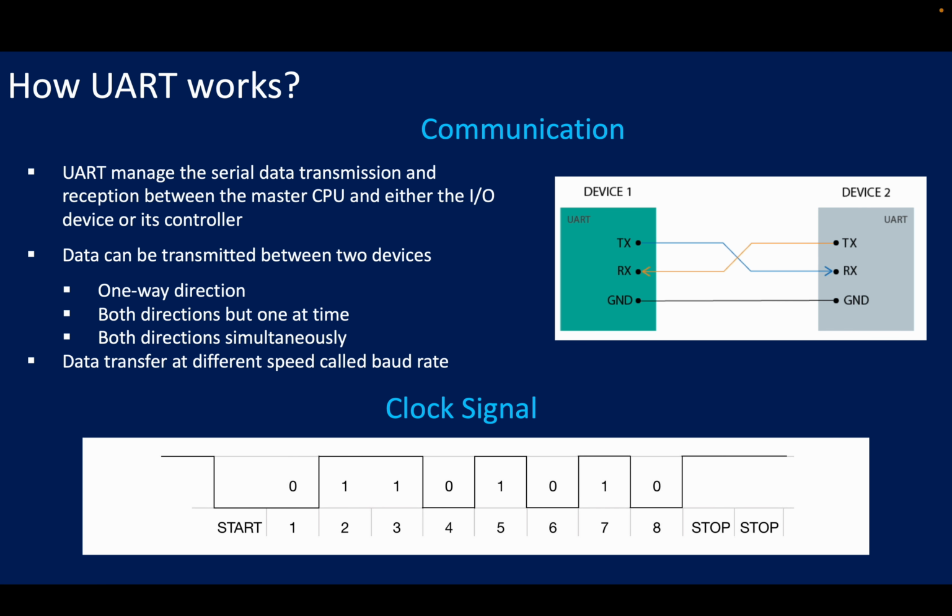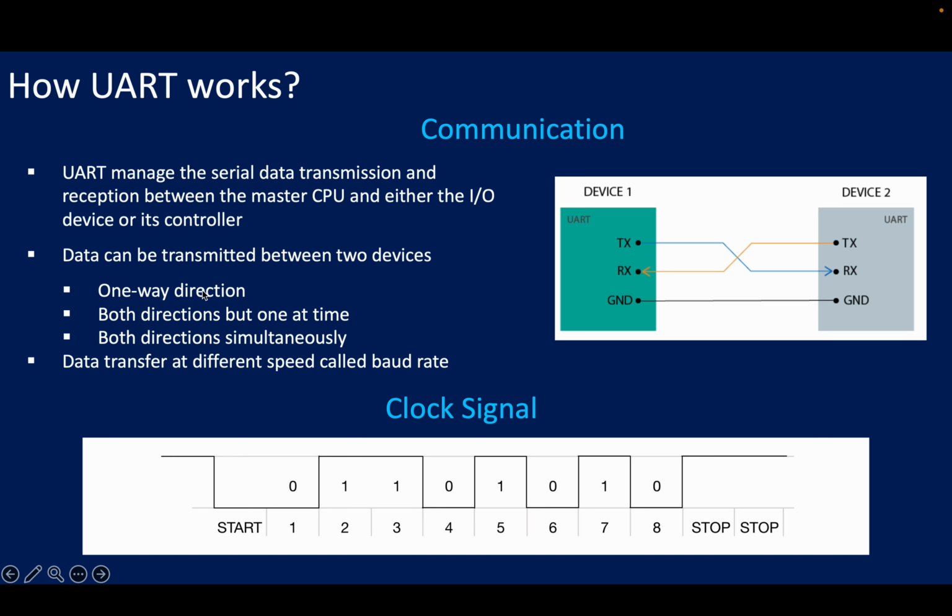Now, let us see how UART works. Here is the simple version of UART pins and signals. It has a transmit line, a receive line, and a ground pin. UART manages the serial data transmission and reception between the master CPU and either the I/O devices or its controllers. There are different modes of operation in transmitting data between two devices in the UART protocol.